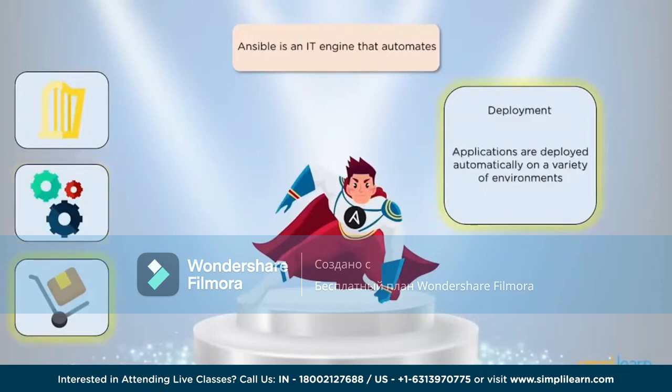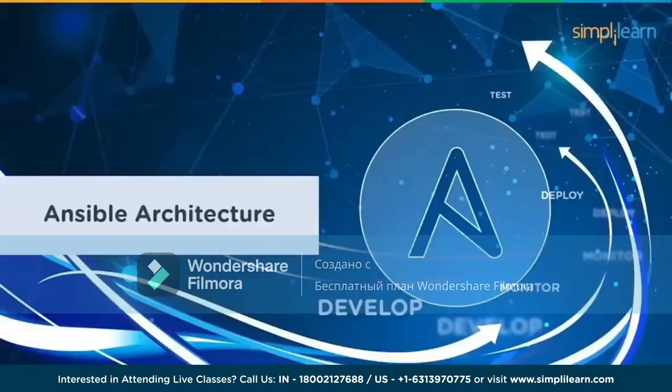And finally, Ansible automates deployment. Deployment simply means deploying an application onto your servers of different environments. So if you have to deploy an application on 10 systems with different environments, you don't have to do this manually anymore because Ansible automates it for you. In fact, Ansible can also ensure that these applications or the code are deployed at a certain time or at regular intervals. Now that we know what exactly Ansible is, let's look at Ansible's architecture.